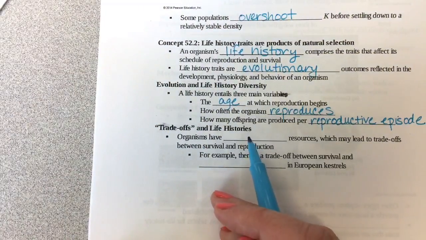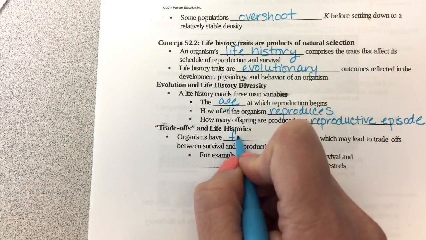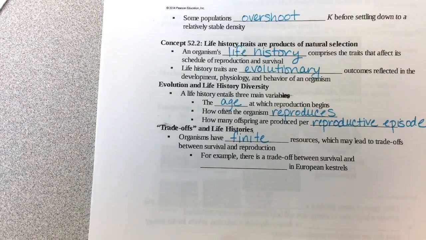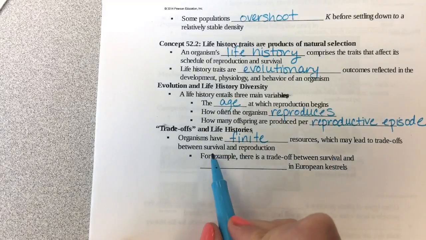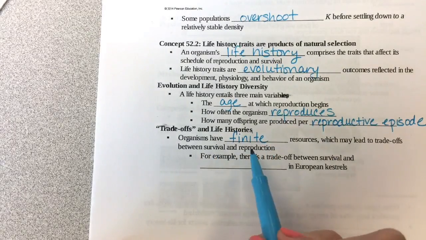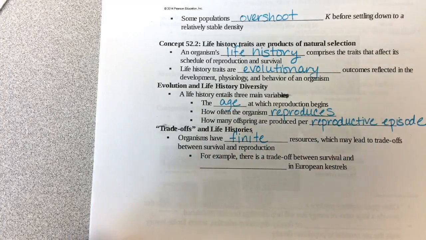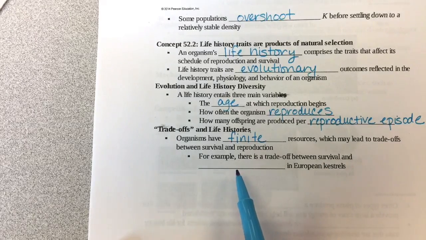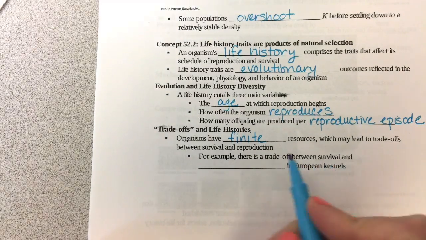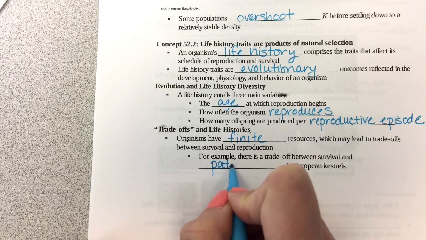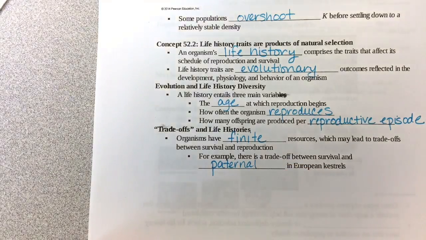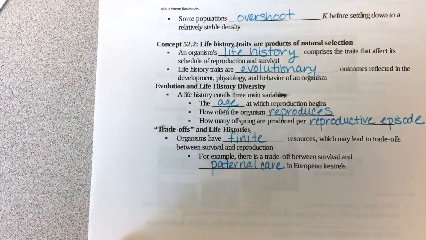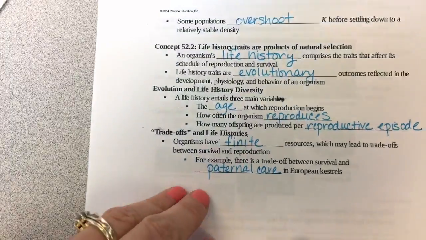So, trade-offs in life history. Organisms have finite resources. We just talked about that with the logistic growth and it leveling off, which may lead to trade-offs between survival and reproduction. So there are certain things that you have to give up to gain other things. That's the trade-off part. For example, there is a trade-off between survival and paternal care in European kestrels.